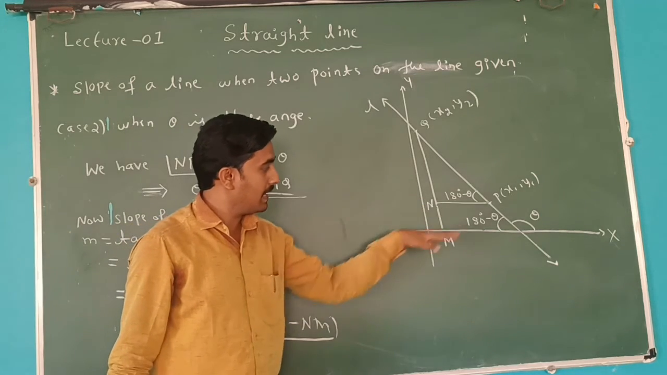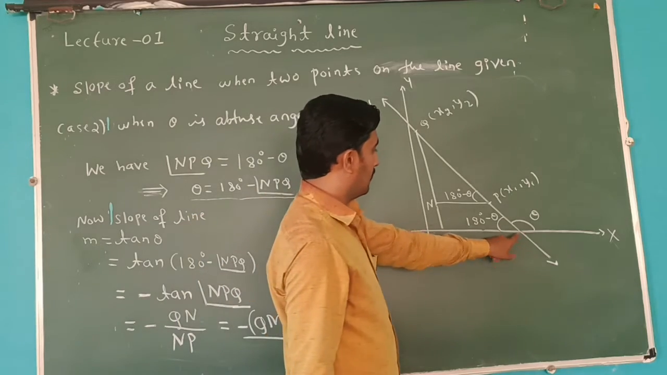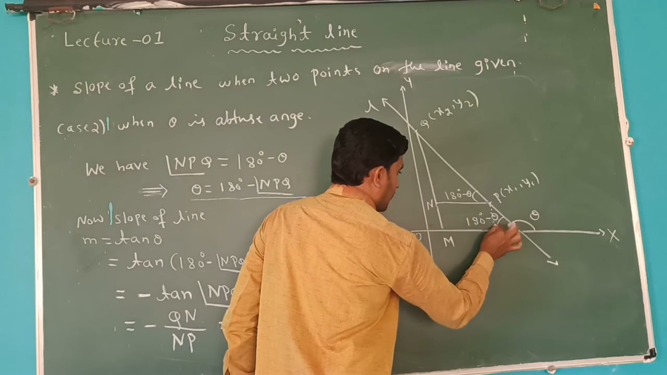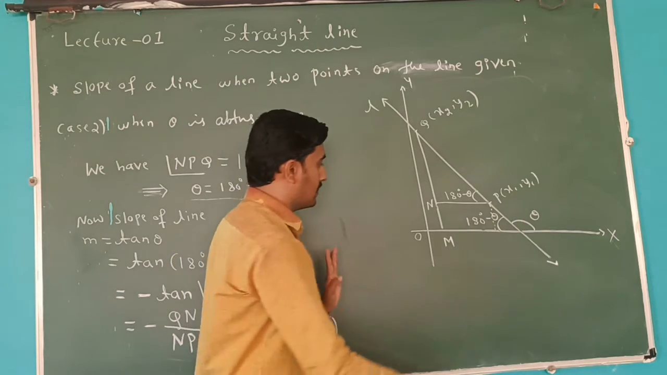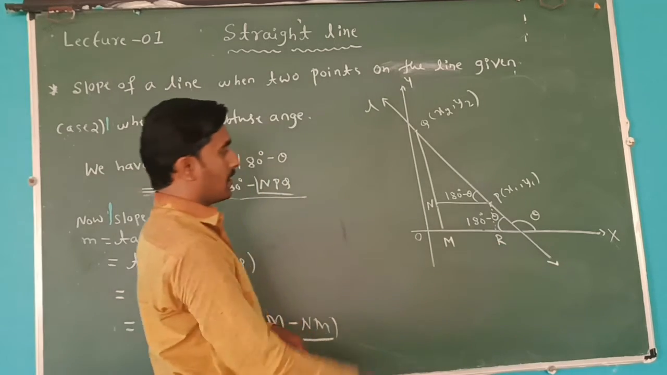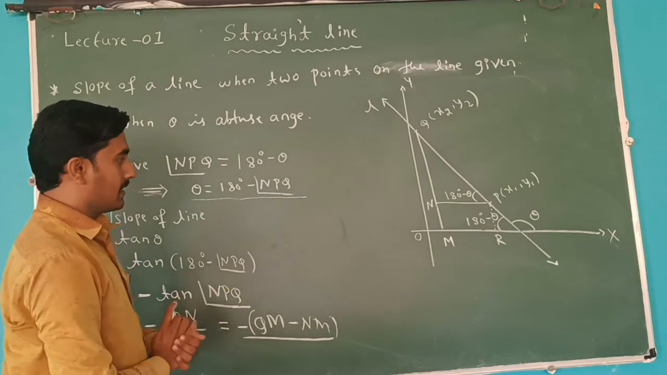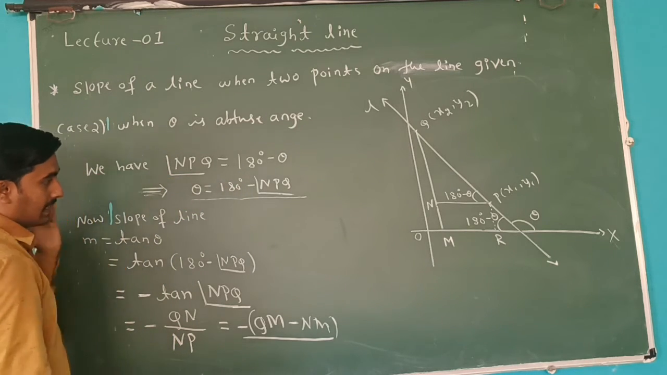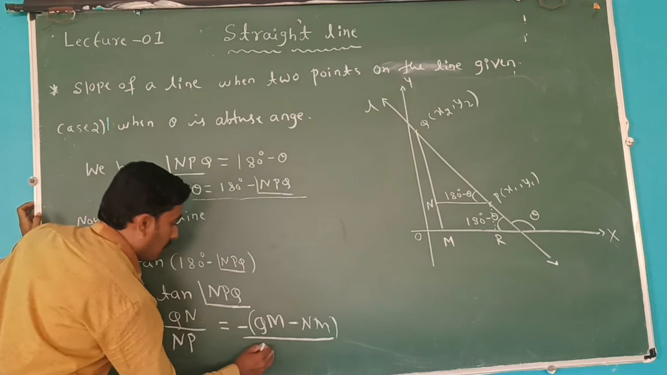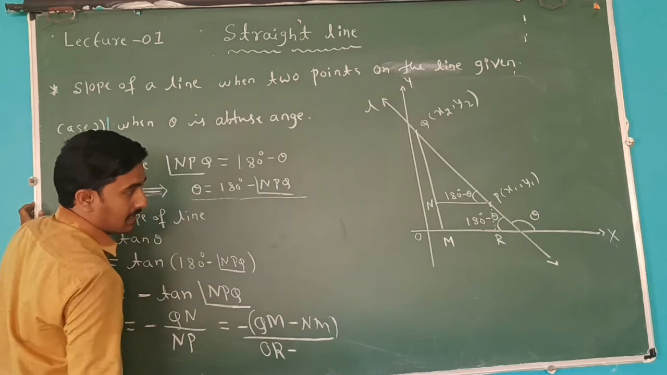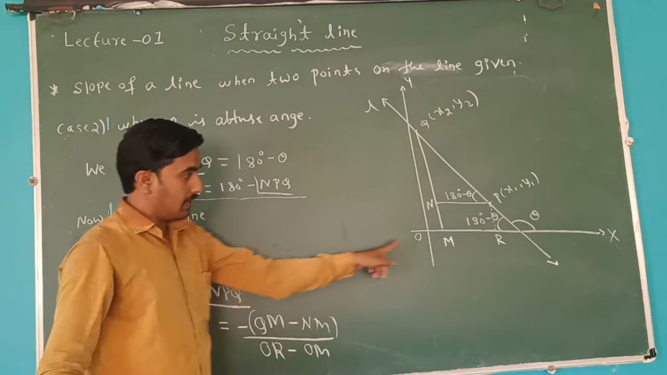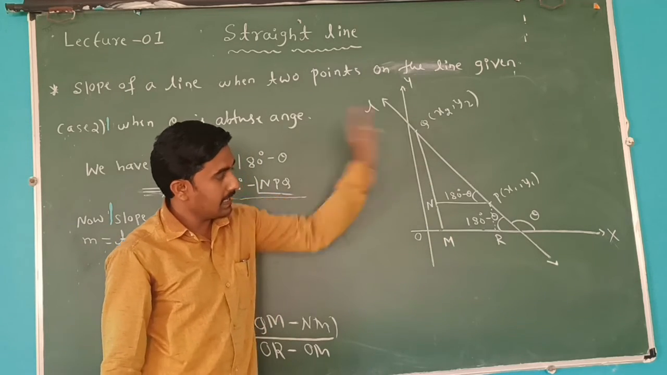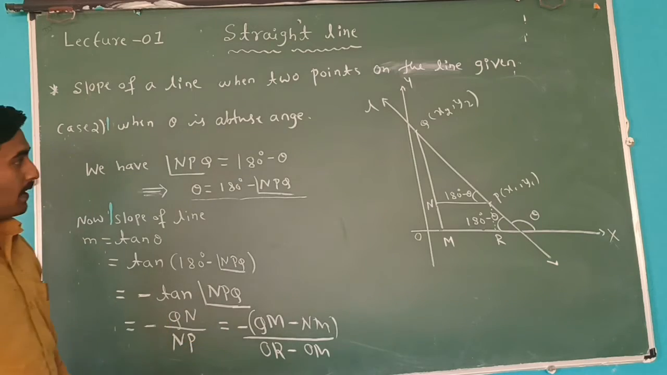How can we write this NP? Just imagine this: suppose this is the point R, where TR is perpendicular to the x-axis. Then NP can be written as OR minus OM. OR minus OM gives us MR, and MR is nothing but NP. Now, what is the value of QM here?